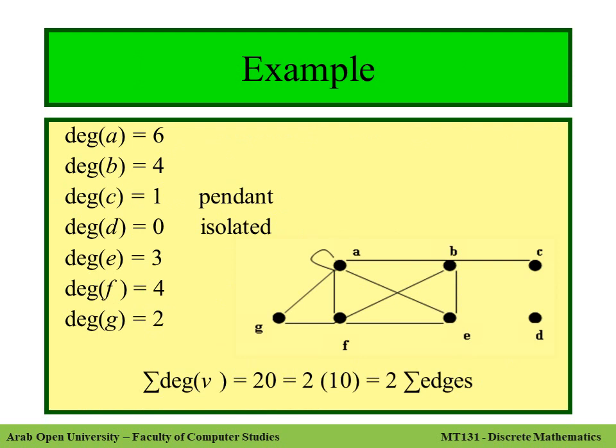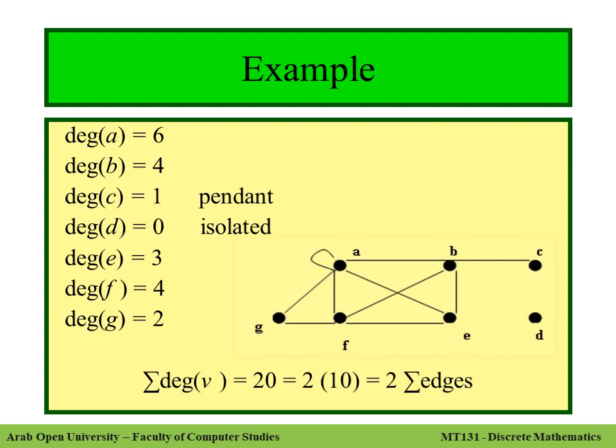Let's look at an example of verifying the handshaking theorem. We will calculate the degree of each vertex and add the sum of all degrees. That should equal twice the number of edges. With A, you can count 1, 2, 3, 4, and the loop counts as 2. That's 6, so the degree of A must be 6.